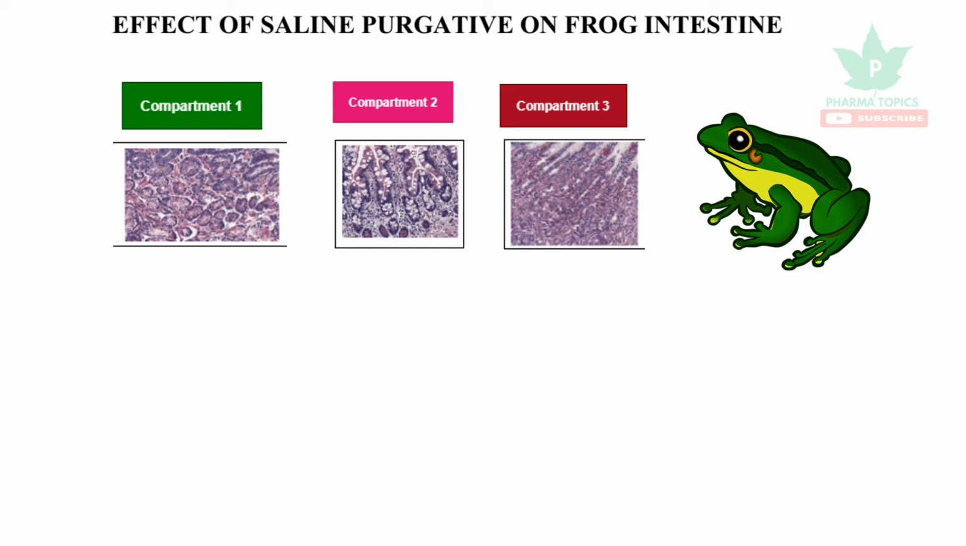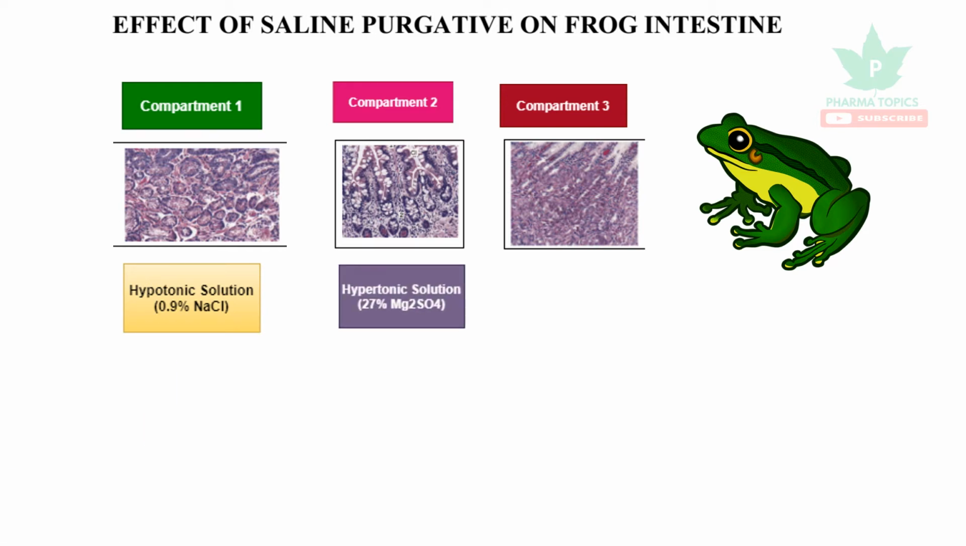In this experiment, frog intestine is taken. It is divided into three compartments and they are tied up such that one compartment will not have interference with the next compartment. So compartment 1 is added with hypotonic solution, that is 0.9% sodium chloride. Compartment 2 is added with hypertonic solution, that is 27% magnesium sulfate, and compartment 3 is added with frog ringer solution, which is isotonic solution.